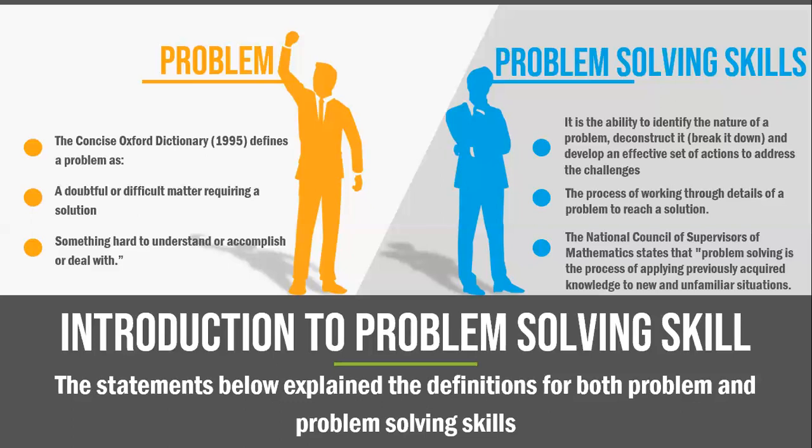Because in order for you to solve a problem, you need to have skill, you need to have knowledge. If you do not have the knowledge and you don't have the skill, you have to rely on someone else. But if you have good problem solving skill, you do not have to rely on someone else. You can solve it by yourself. So it is previously acquired knowledge applied to new and unfamiliar situations. Just like I said before, some of the problems are new, some are something that you are familiar with. So that is problem solving skill.